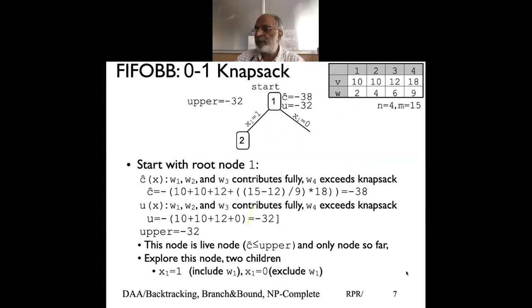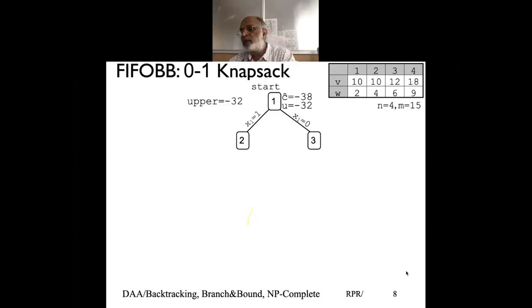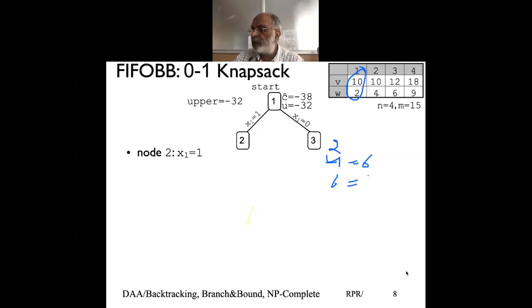So as I said, when I include x1, I go to node 2. When I exclude x1, I go to node 3. And let's calculate what the C hat x and U hat x are. When I include item 1, we know that this is included. So this value is included. So now I start from there. So already I have a weight 2. Now when I include the second item, my weight becomes 6. When I include the third item, weight becomes 12.